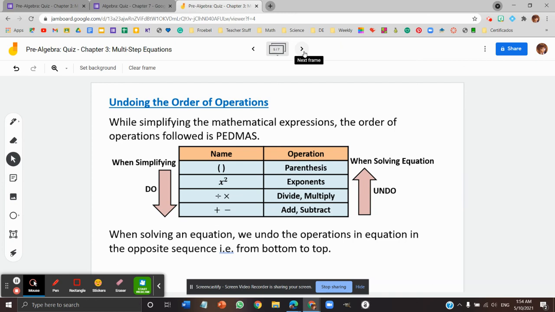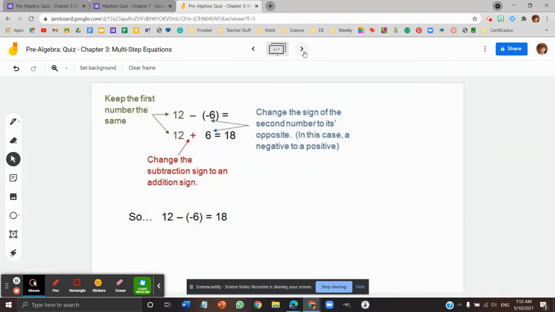But when I'm doing an equation, when I'm looking for what x is, I am undoing it. So the first thing I'm going to try to do is take away those additions and subtractions, then take away any multiplications or divisions that I see, any exponents and any parentheses. Again, it all depends, right? We just have to be smart about it.